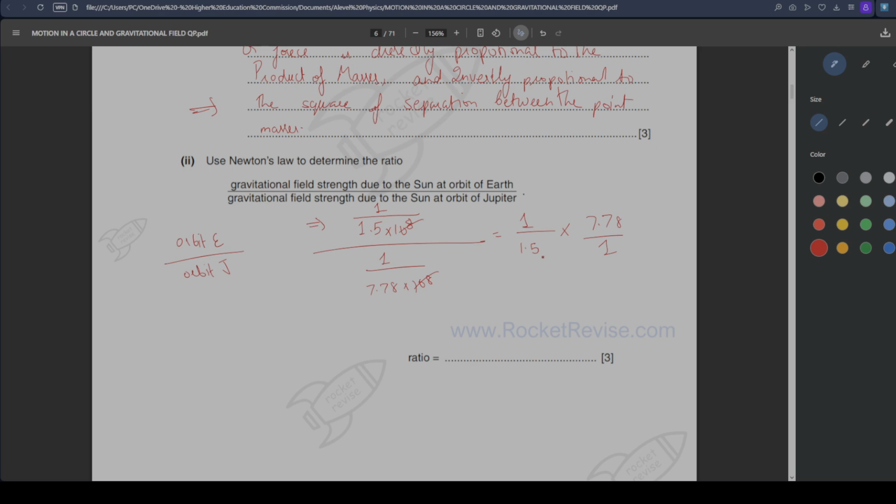अच्छा हाँ, इनको हमने square भी करना है. I forgot the square. Since it is directly proportional to the square of radiuses, right? हमने इनको पहले square भी करना होगा, तो 1.5 square और 7.78 का square, so that's gonna be 26.9. 26.9, we can round this off to 27.